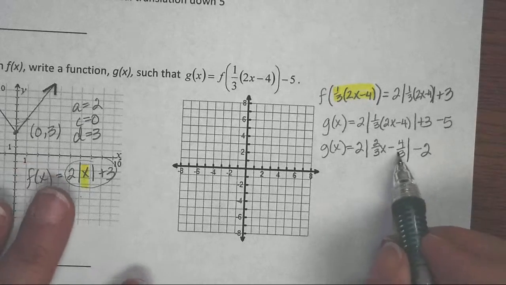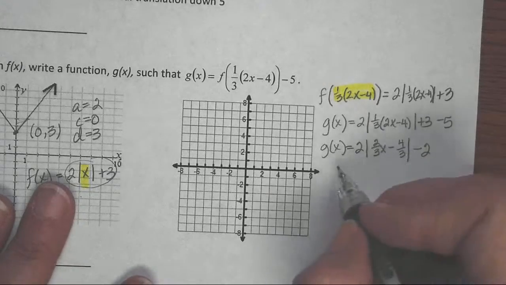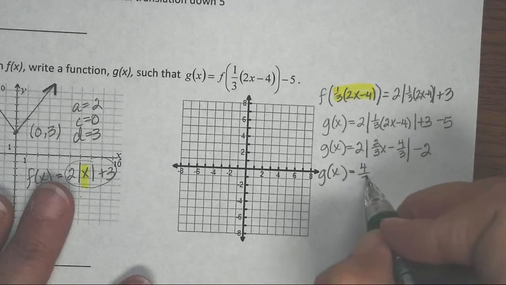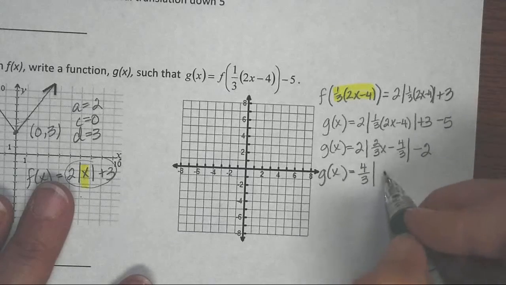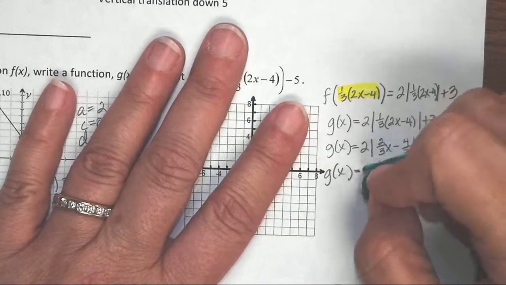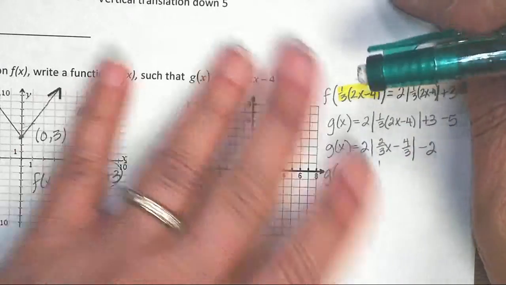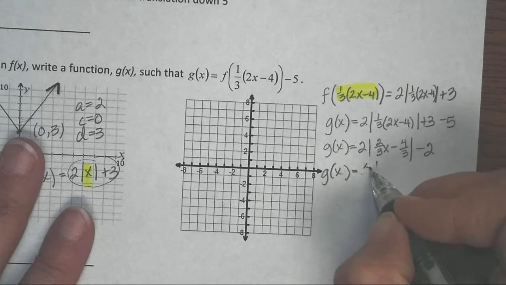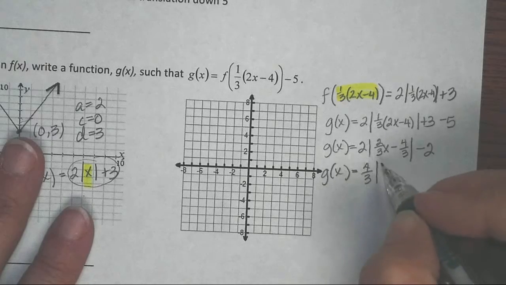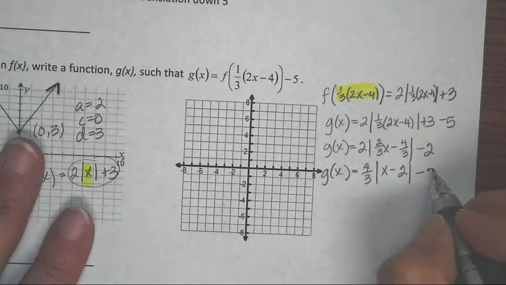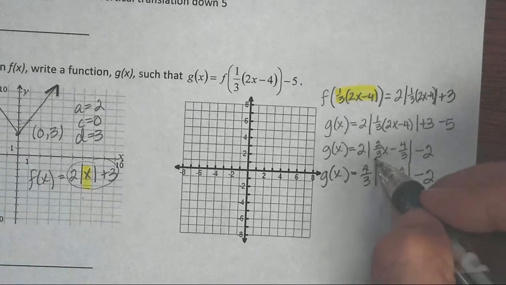Or I could factor out my 2/3. I could say g of x is equal to 4/3 times the absolute value of, let's just factor out our 2/3. So I'd have 2/3 times 2, that will be 4/3 times the absolute value of x minus 2, and then I have minus 2. That's if I factored out 2/3.